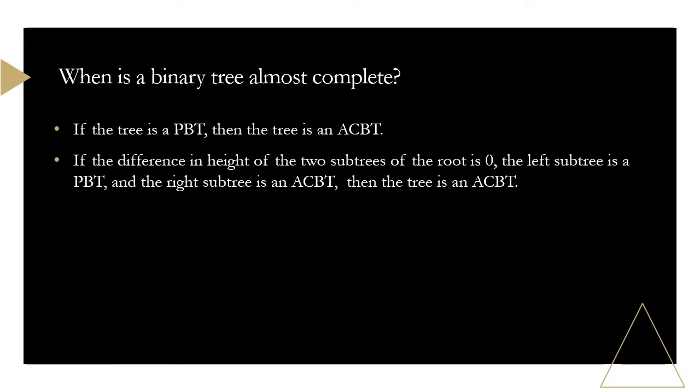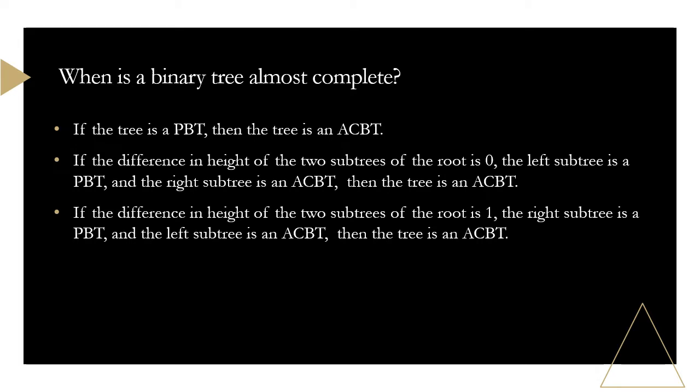If the difference in height of the two subtrees of the root is 0, the left subtree is a PBT and the right subtree is an almost complete binary tree, then the tree is an almost complete binary tree. If the difference in height of the two subtrees of the root is 1, the right subtree is a perfect binary tree and the left subtree is an ACBT, then the tree is an ACBT.